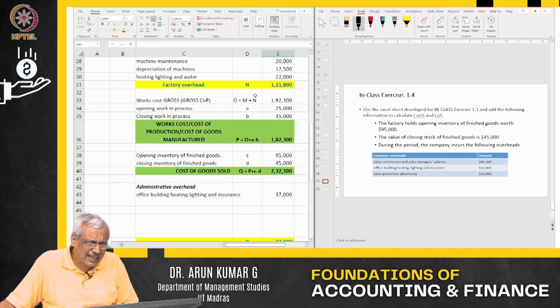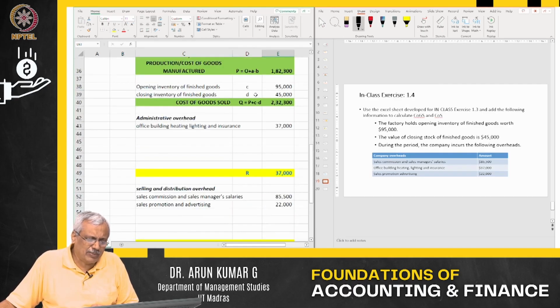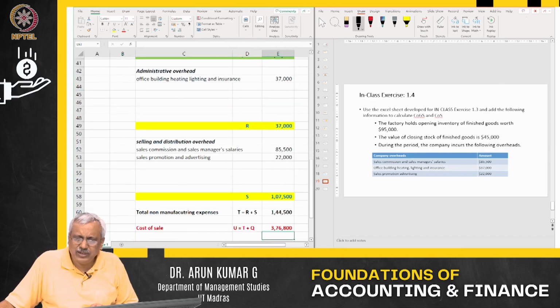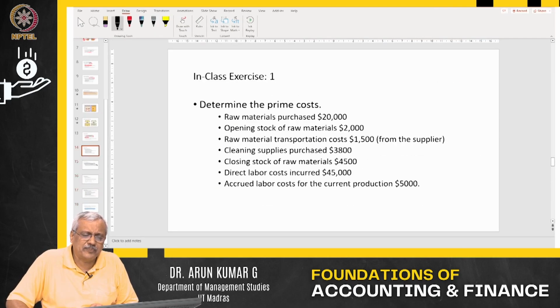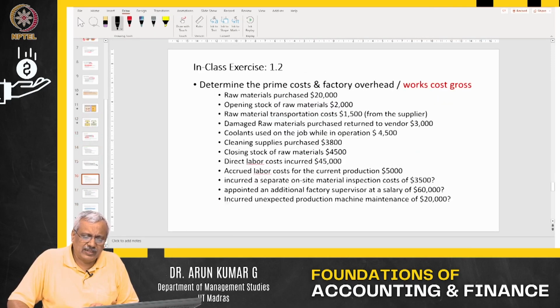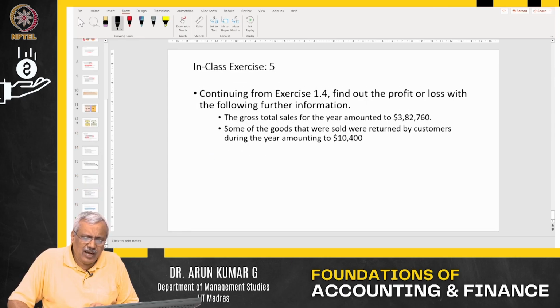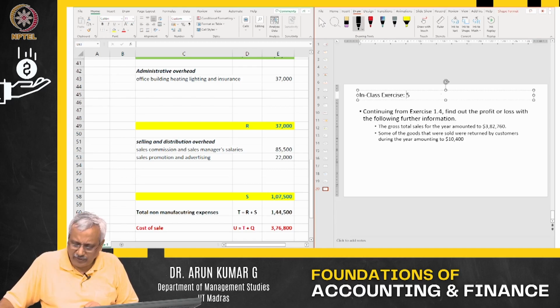Sir, why are you classifying all these things into so much? Why are you making life complicated? Don't worry, we will come back to it in just a couple of minutes from now. We talked about cost of sale, fine. After that is the exercise. Now the next stage: I have built one more, continuing from that exercise 1, it is not 5, it is 1.5.